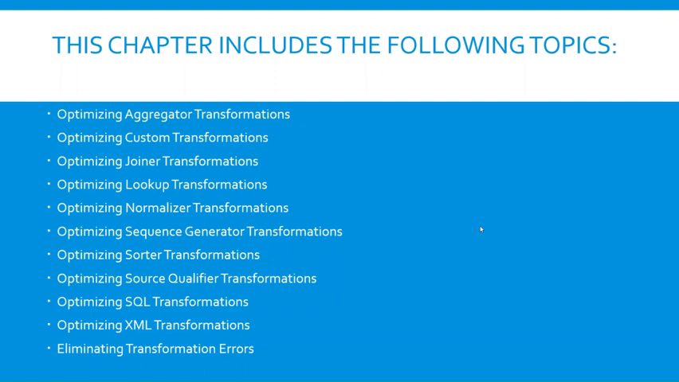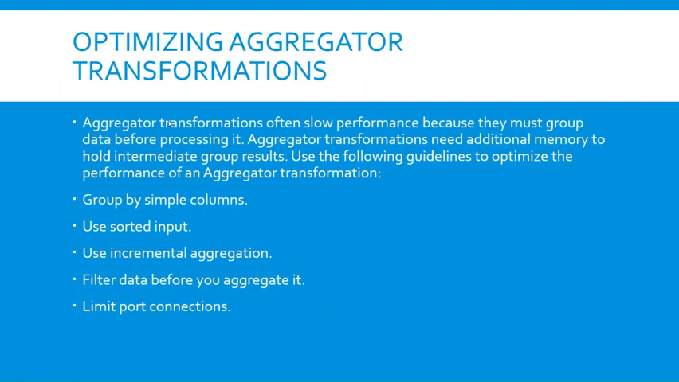In this chapter I will include optimizing the aggregator transformation, optimizing the custom transformation, and all of those. First I will explain the aggregator transformation and how to optimize the aggregator. What do we use the aggregator for? You use it to aggregate values, right?